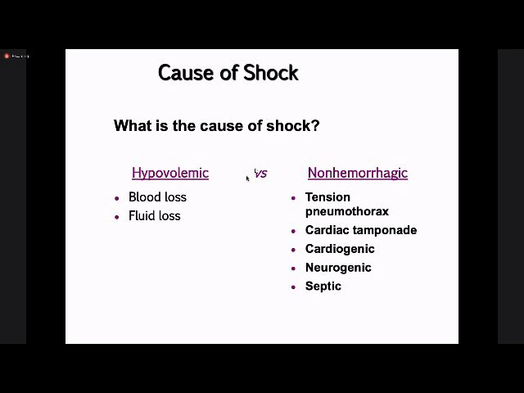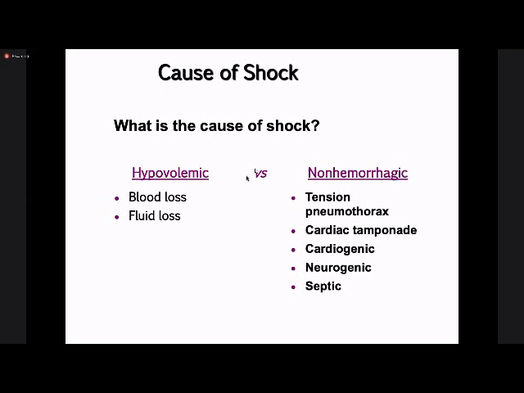But on the other hand, there are other causes of shock. In a tension pneumothorax, the heart is not getting blood back because the great vessels are kinked. So this is an obstructive type of shock now. Cardiac tamponade, the same. The pericardial cavity is full of blood. The heart is not getting enough blood to pump out.